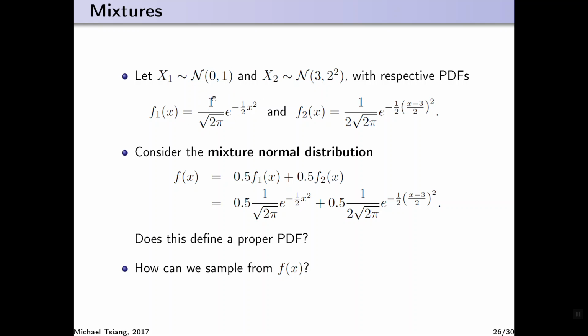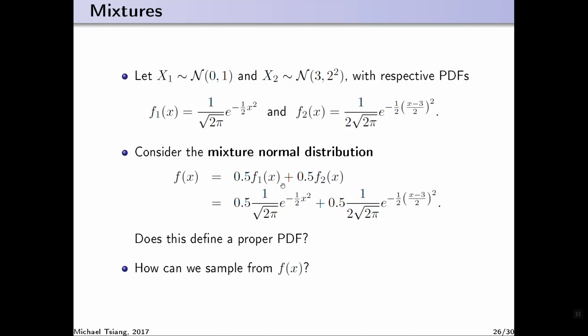We have each of these PDFs, and then we can combine them. In this case the mixture components have equal probability, so we would mix them with ratios 0.5 and 0.5, but that might not necessarily be the case. So how can we sample from this mixture distribution? Rather than trying to find the CDF of this thing and inverting it, which is an almost impossible task, just randomly sample to decide whether you're going to come from distribution 1 or distribution 2.